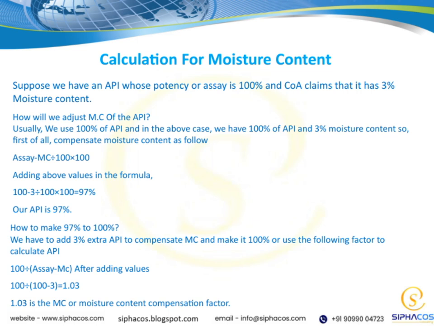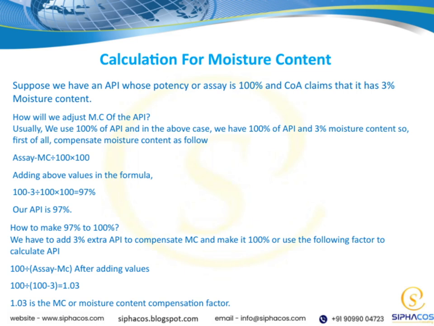Now, how do we adjust the MC of the API? Typically, we assume 100% API, but since we have 3% moisture, we need to compensate for that. We do this by calculating assay minus MC divided by 100, then multiplied by 100. Putting it into the formula, it looks like this. 97 divided by 100, then multiplied by 100, which gives us 97%.